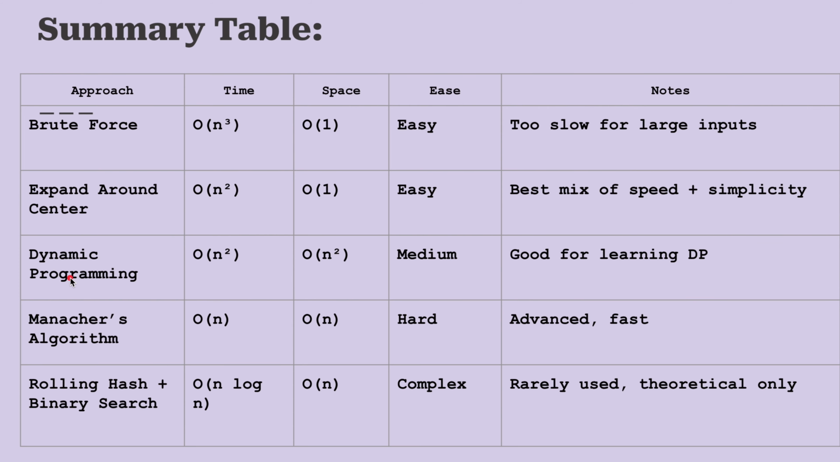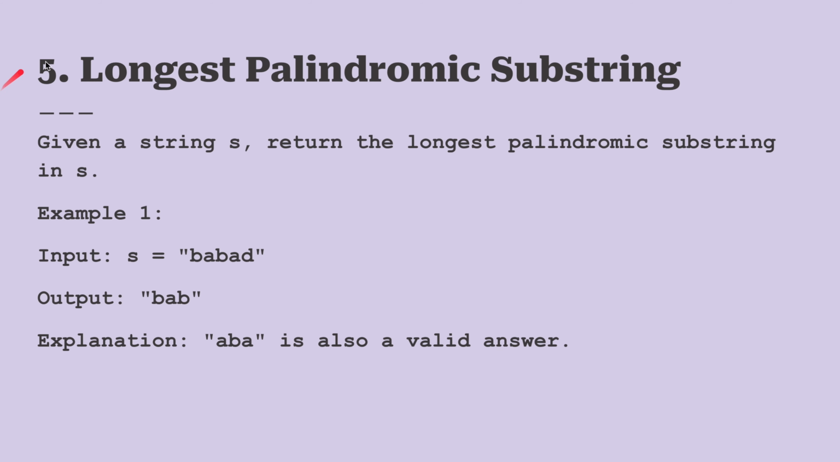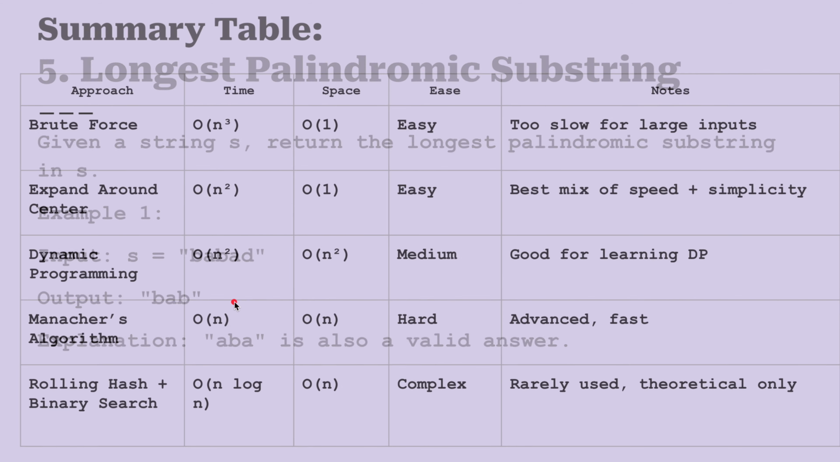The question says to find the longest palindromic substring. We are given a string S, and you have to return the longest palindromic substring in S. Let's suppose we are given S, and we have to return BAB or ABA. Those two are alternate palindromes having the length 3, which is the max. Both are valid, you can return either one.